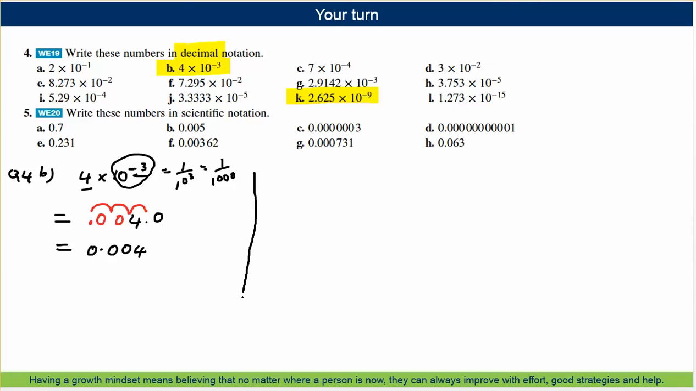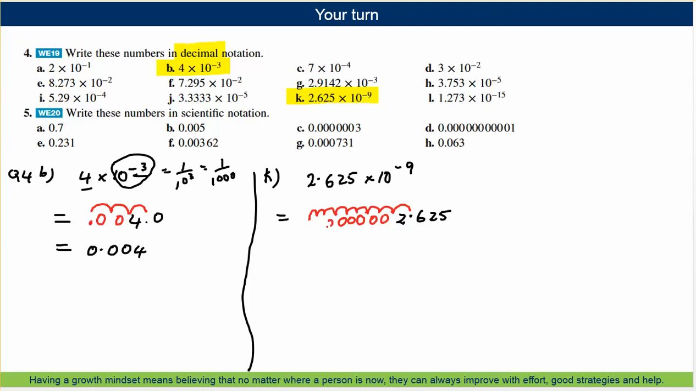Let's try another one. Squiggly line, K. We've got 2.625 times 10 to the power of negative 9. Now I'm going to need a lot of room here, so I'll put the number right over here somewhere. The original number, 2.625. And I get my pen. And now, essentially, because it's negative, I've got to divide by 10 9 times. 1, 2, 3, 4, 5, 6, 7, 8, 9. So I eventually fit them all in.